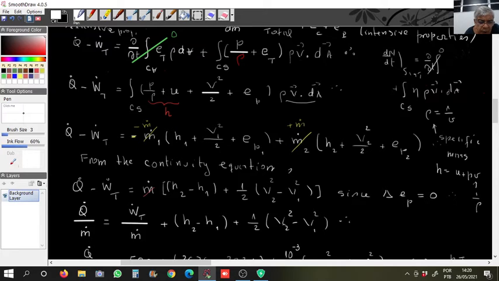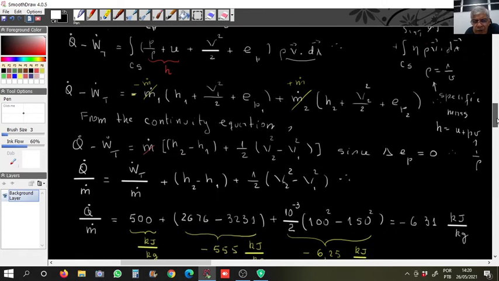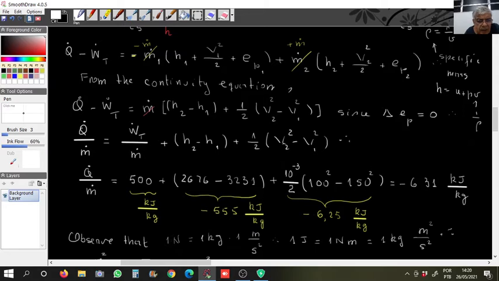Then I call m dot 1 from the continuity equation. This will be minus m dot plus m dot. Then I rearrange this term over here. Then I have Q dot minus the power of the turbine, W dot turbine. This T here is a turbine. This m dot, this H2 minus H1. H2 is at section 2, obviously. This is 1/2 of the kinetic energy per unit mass. All of this is per unit mass.